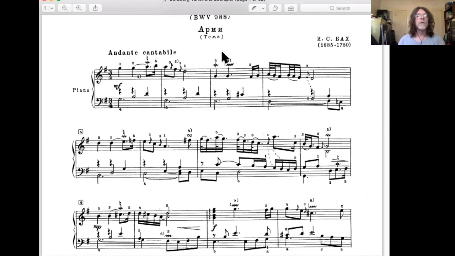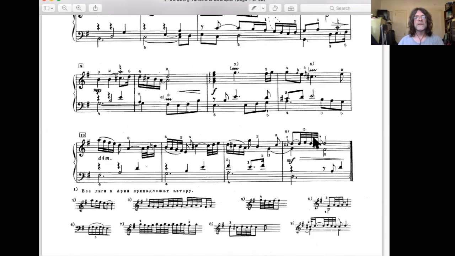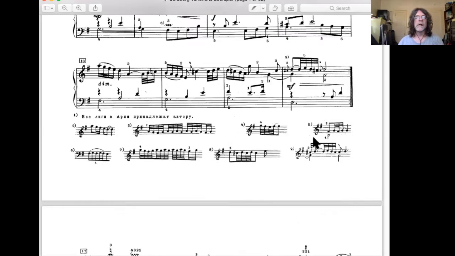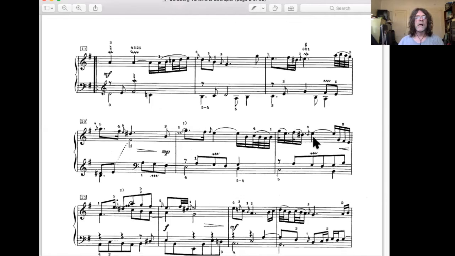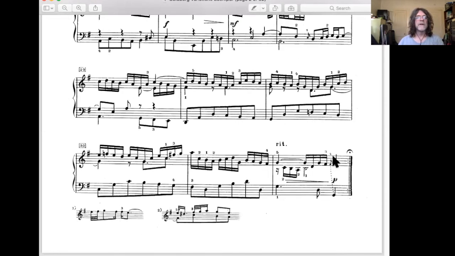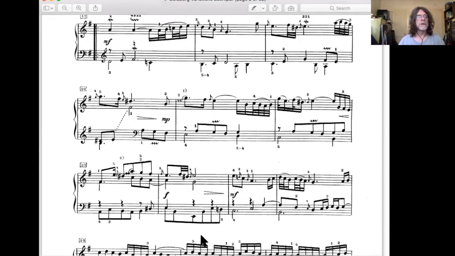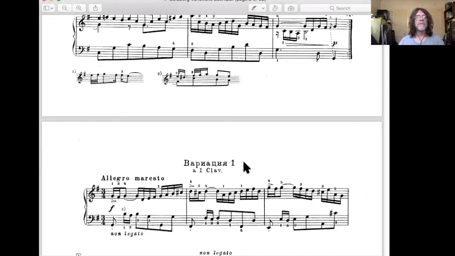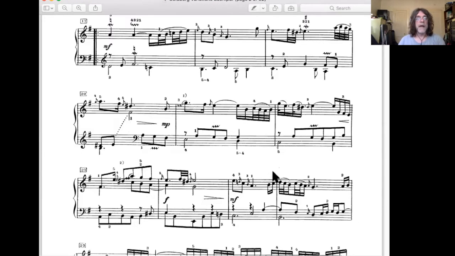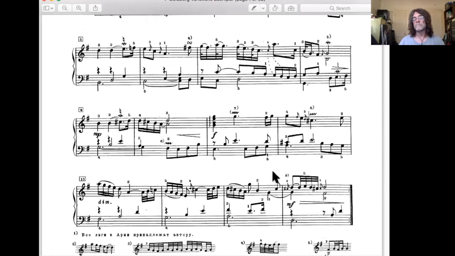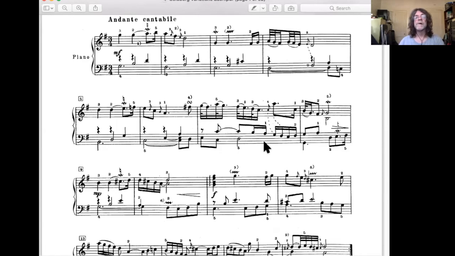All right, let's just take a quick look at what's going on. First of all, I'm looking for repeat signs. There's a repeat sign right there, and there's a repeat sign there that goes back to here as opposed to going to the beginning. And then after that, we have variation one. So we probably have two-part form. You understand what I'm saying? I'm just doing that by the repeat signs.